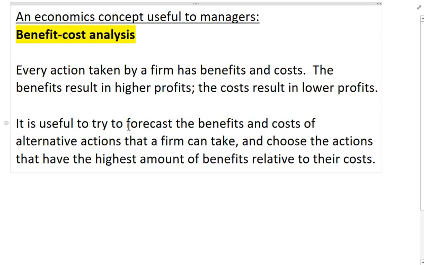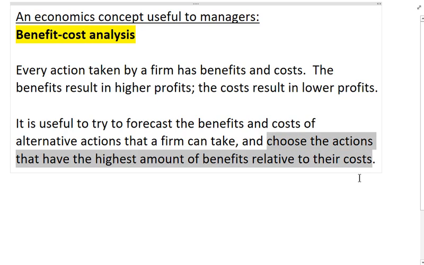Now, one thing that's very tricky is that decisions have consequences into the future. And so you have to try to forecast the benefits and costs. They're uncertain. And so a lot of economics has to do with forecasting. Statistical analysis is one of the quantitative tools that economists use to try to forecast the benefits and costs of decisions. And so the point is, a firm has a whole bunch of options of what to do, and some of those options are mutually exclusive. And the point of the firm is to choose the actions that have the highest amount of benefits relative to the costs, and that will maximize the total profits.